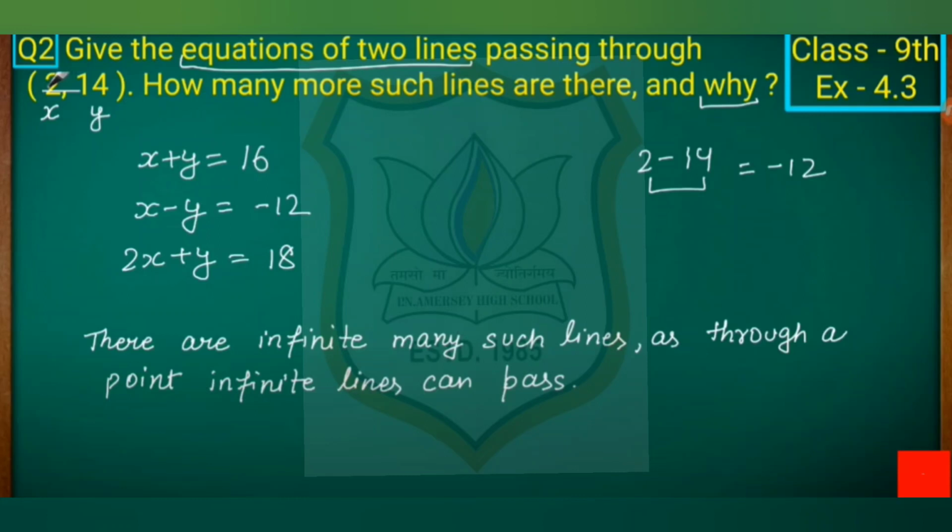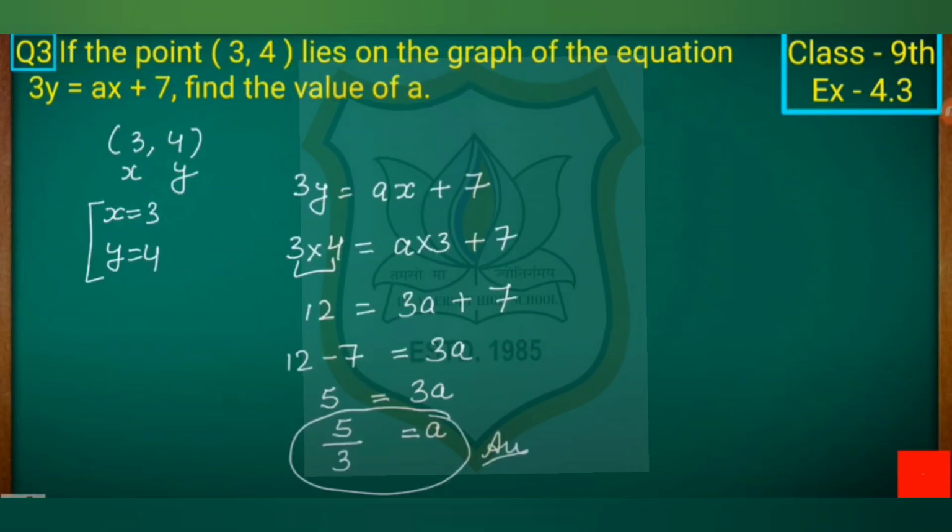Next question. Question 3. If the point 3, 4 lies on the graph of the equation 3y equals ax plus 7, then find the value of a. Here x equals 3 and y equals 4.